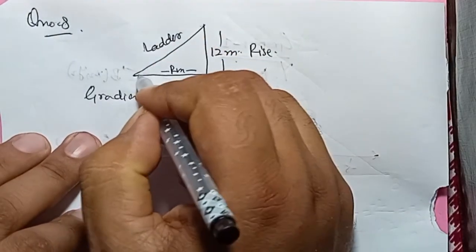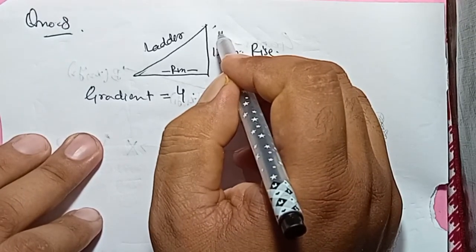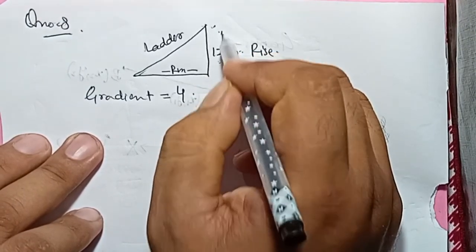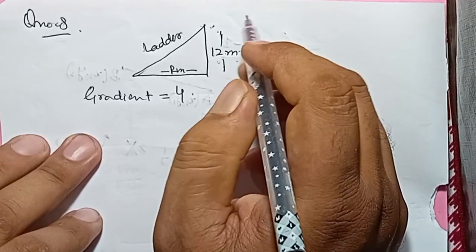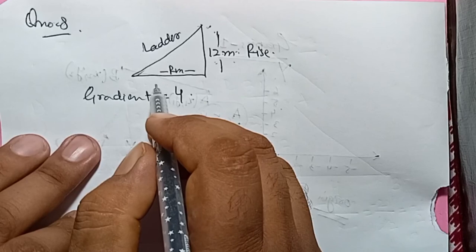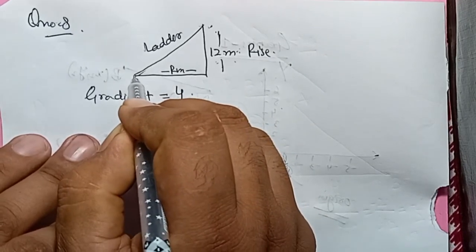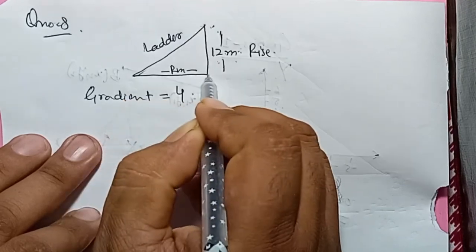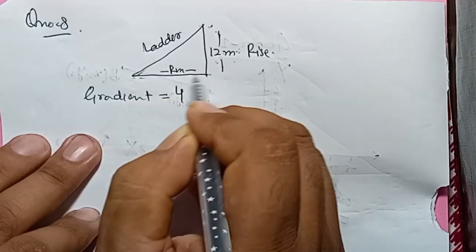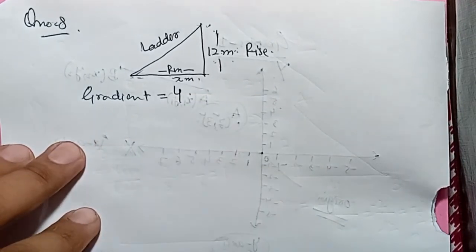First, this is the ladder, and it reaches at a height of 12 meter on the vertical wall. That is, rise is 12 and it has a gradient 4. Its gradient is what? 4. How far is the bottom of the ladder from the wall? We need to find this. This is the bottom of the ladder and this is the wall. We need to find this distance. If I keep this as x meter, gradient is 4.